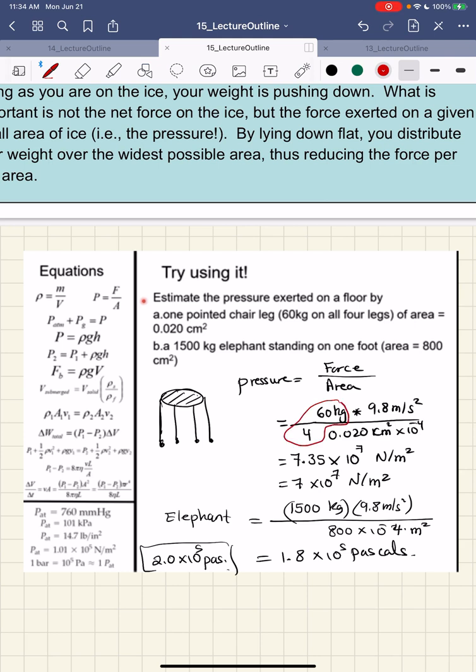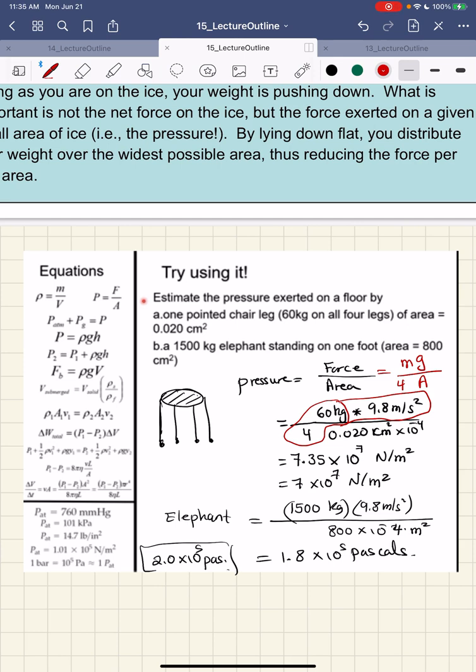Now, since the chair has 4 legs, each one is going to receive, sorry, this is the force. Now the force, remember, is the mass times g, but I will divide by 4 because I have 4 legs. Then its portion of the weight that it is going to receive is 60 times 9.8 divided by 4. And then I'm going to divide this by the area. I will get 7.7 in Newton per square meters.